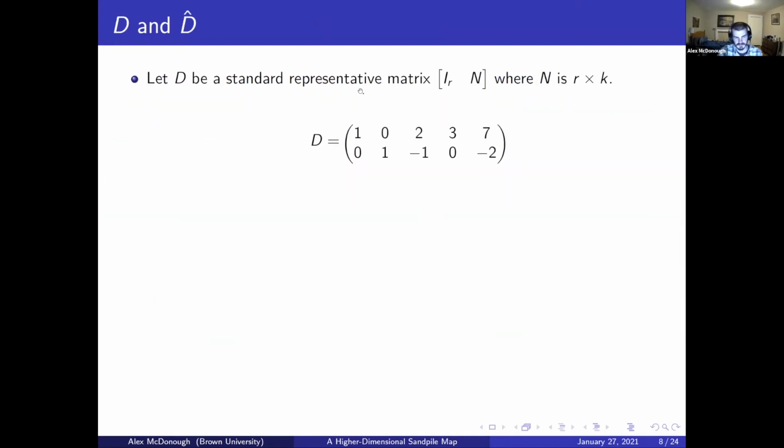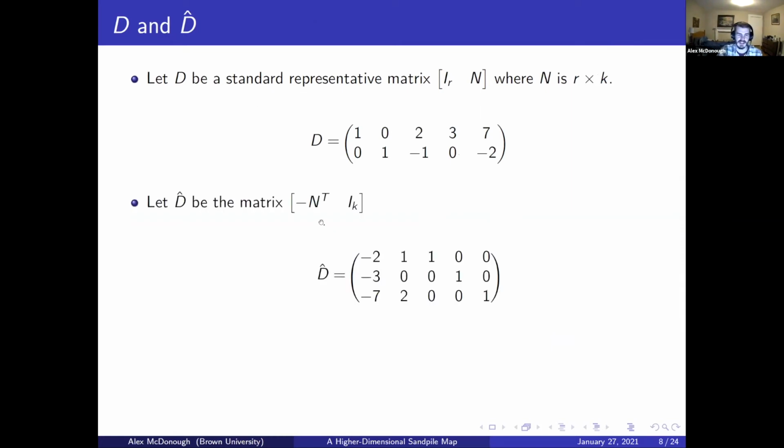Okay. So let's take a standard representative matrix. This is just some arbitrary one. There's this other guy, D hat, that we can get by taking negative N transpose, where N is this piece over here, and then putting the identity on it. So the way that we go from D to D hat is we take the negative transpose, and then we take the identity.